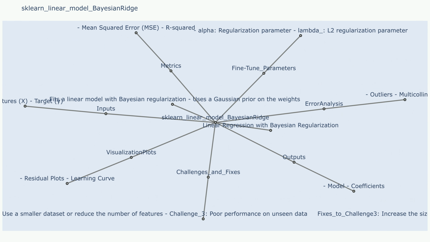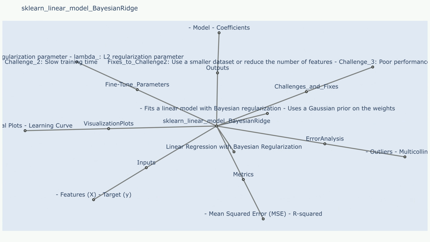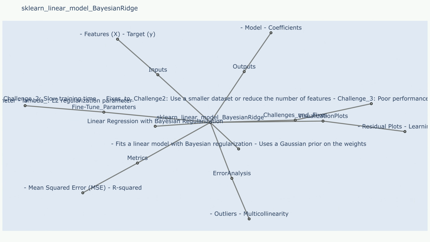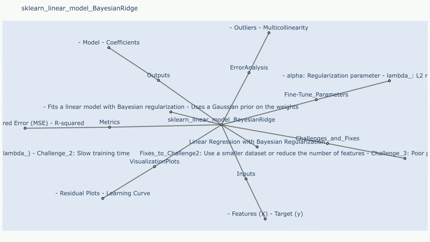Visualization plots. Scatter plot, a visual representation of the relationship between the predicted and actual values. Residual plot, a plot of the residuals, the differences between the predicted and actual values, against the predicted values, which can help identify patterns or deviations from the model assumptions. Fine-tune parameters. Alpha, the regularization parameter for the prior distribution of the coefficients. A higher value corresponds to a stronger prior belief and reduces the model's complexity. Lambda, the regularization parameter for the prior distribution of the intercept. Uncertainty methods.